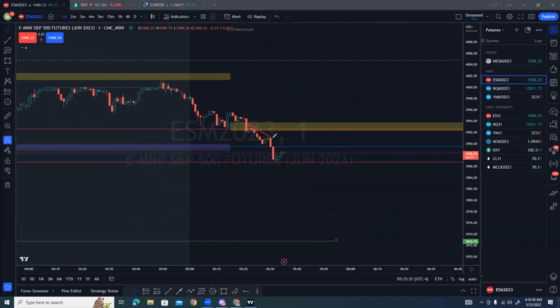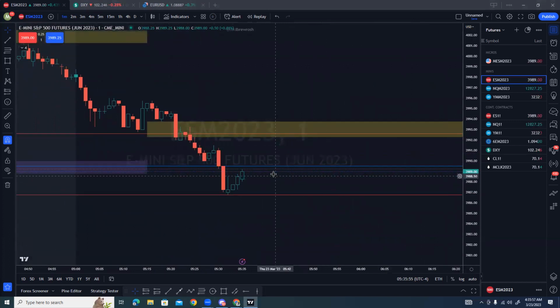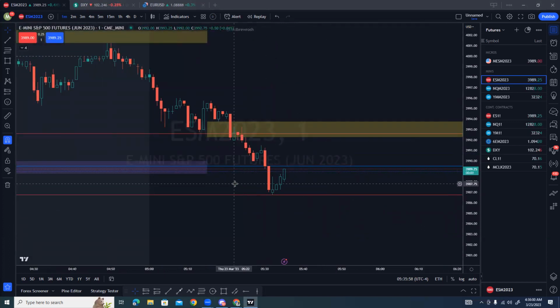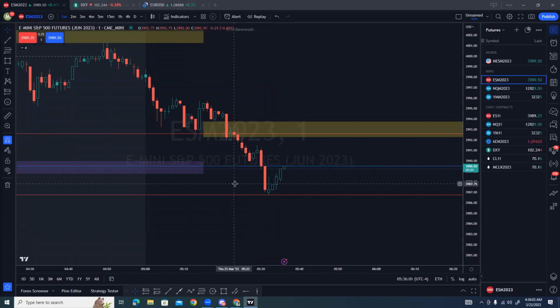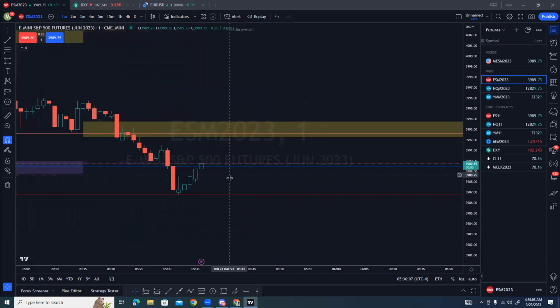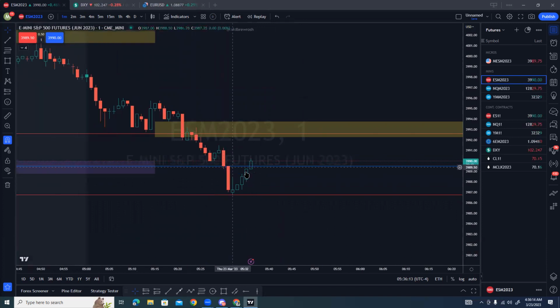Some liquidity pool sitting right here. Relative equal highs. Like to see a little more confirmation here. Little structure break. Got a little fair value gap here. Reclaiming the Monday high. Let's see what we do with this guy right here.